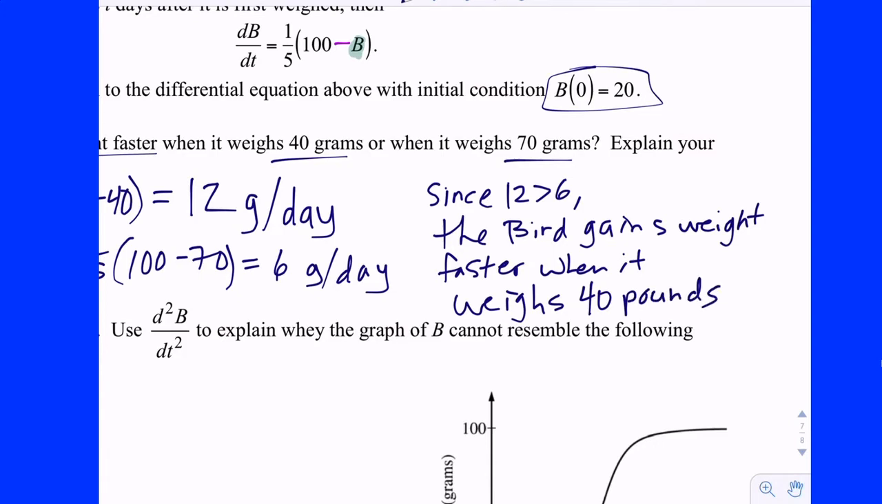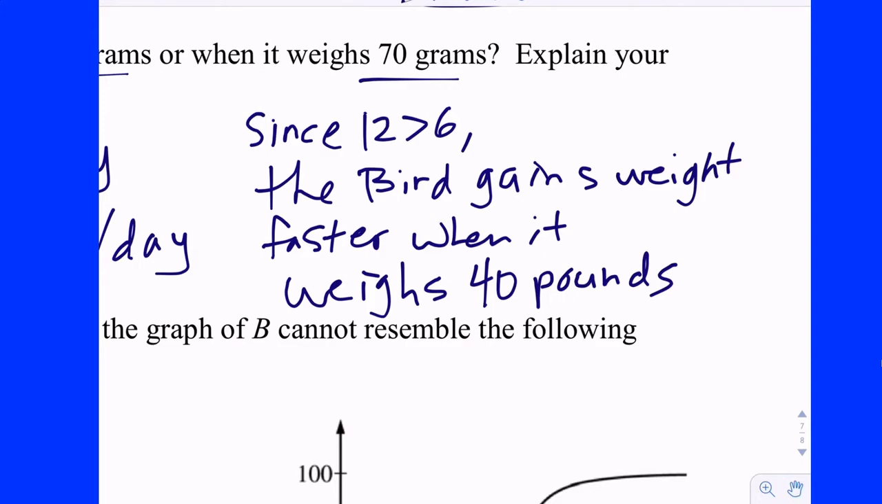Pounds! Dang it. I had it right there and I lost it at the end. Grams. Nice. Big bird.